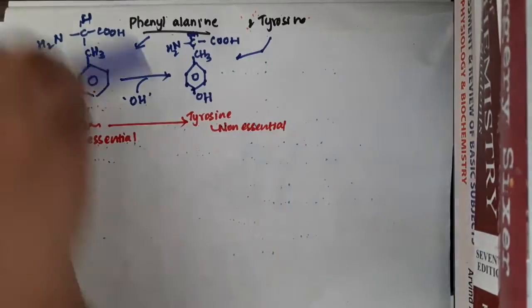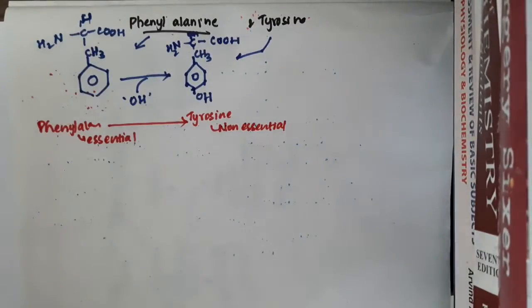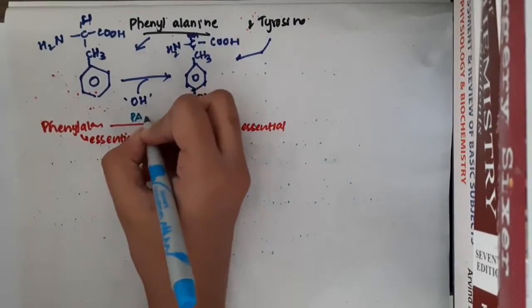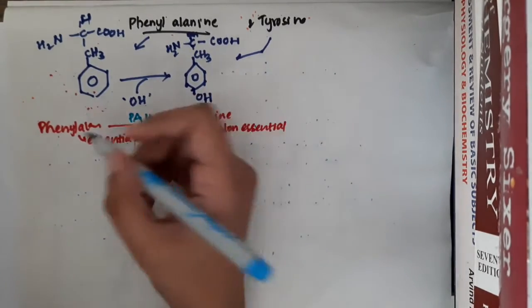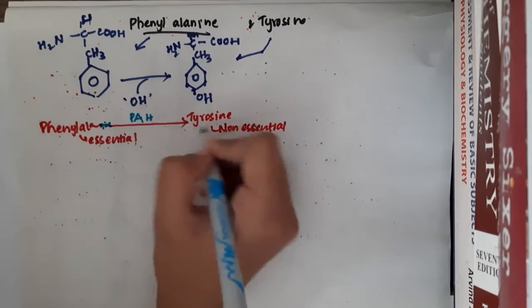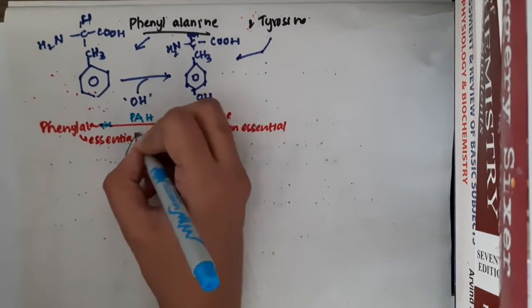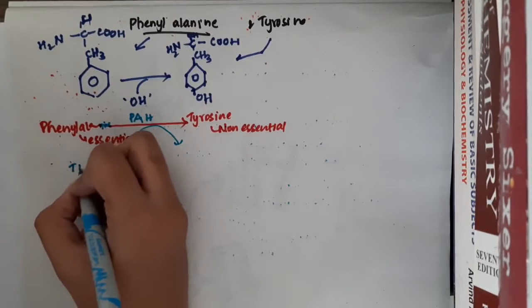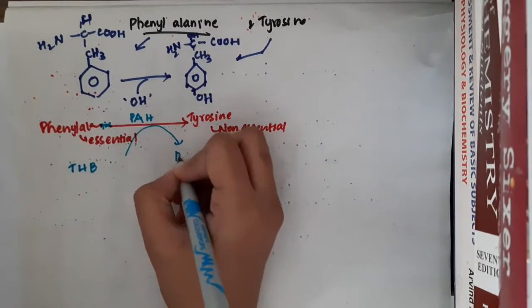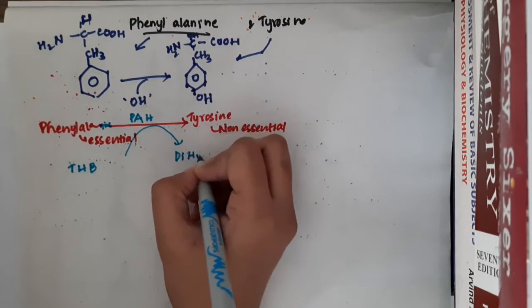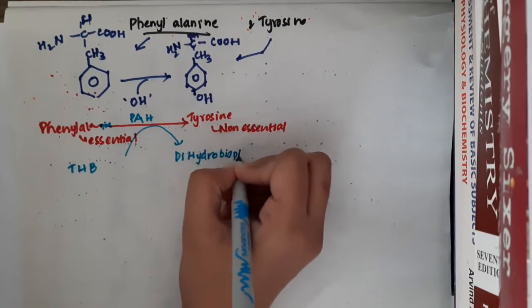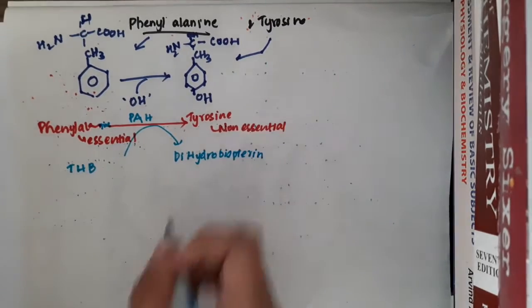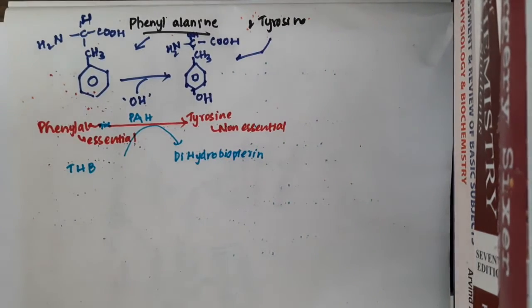Phenylalanine, in the presence of the enzyme phenylalanine hydroxylase, forms tyrosine. During this process, tetrahydrobiopterin gets converted to dihydrobiopterin. Tetrahydrobiopterin gets converted to dihydrobiopterin during the conversion of phenylalanine to tyrosine.